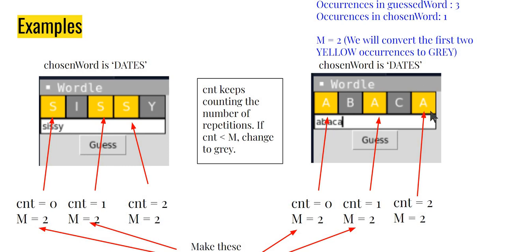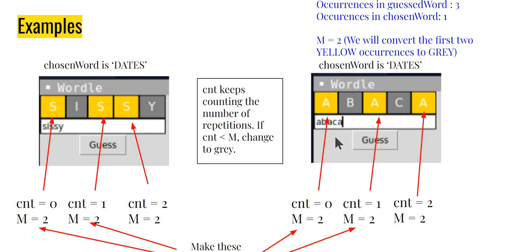Now these have been chosen obviously to make a point. So here I say, okay, look, there's only one A over here, but here count was 0, count was 1, count was 2. In both of these, count is less than M. M is always 2 anyway, and hence I will convert both of these to gray. And that's how the code is really working.